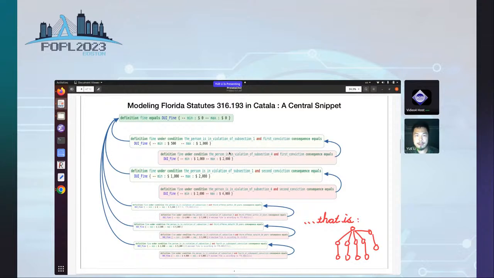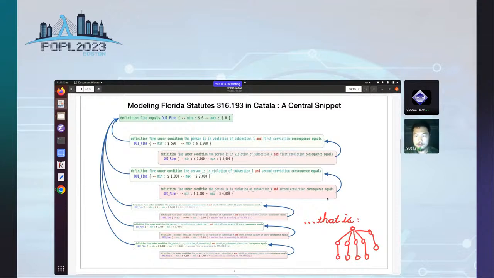And each of these 5 situations has its own exception. For example, for the first one, the first red box says the fine under the condition the person is in violation of subsection 4 and first conviction. The relationship between subsection 1 and subsection 4 is that you have a violation of subsection 1 if your blood alcohol level is greater than 0.08, but you violate subsection 4 if that blood alcohol level is not only above 0.08 but also above 0.15, so it's an aggravating factor. And the ProLaLa' language can capture this sort of default-exception reasoning.